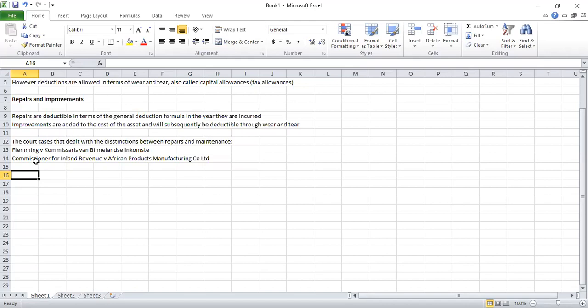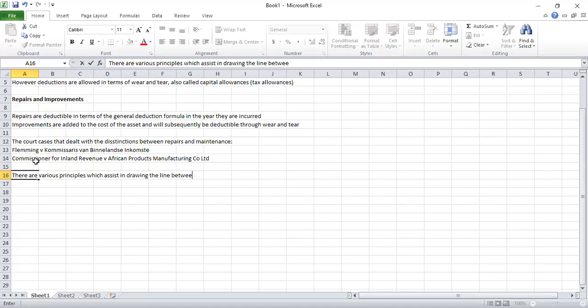So there are various principles which assist in drawing the line between repairs and improvements. So someone can ask, why is this distinction important? It is important because you can claim a deduction in the year that you incurred repairs, whereas improvements will be capitalized and will only be systematically deducted as part of the capital allowances.